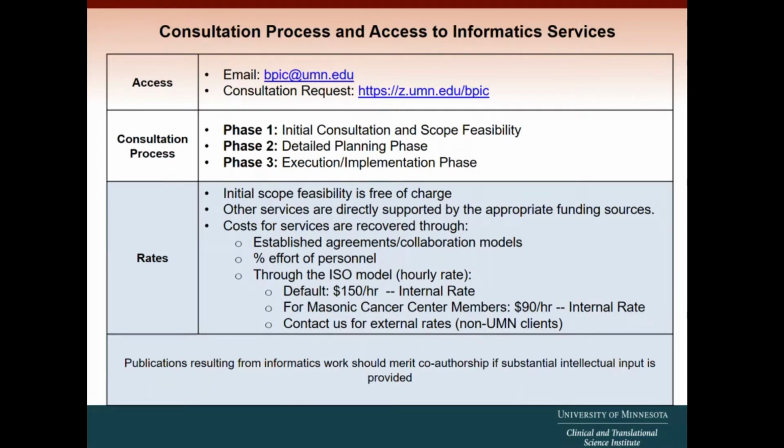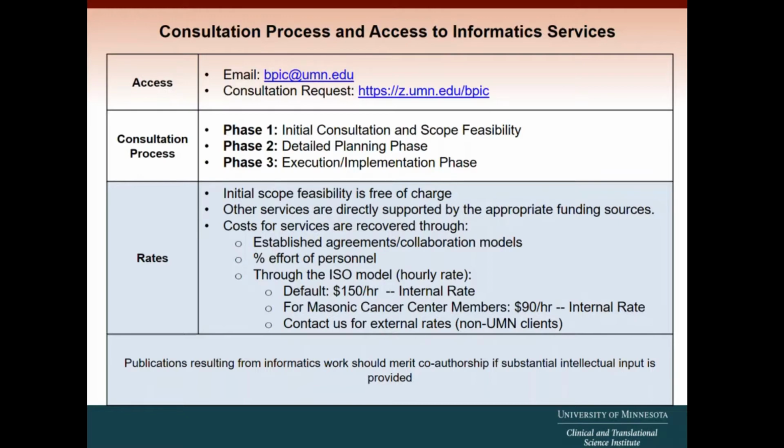How can you get access to the data? You can just email us at epic@umn.edu or use the consultation request at zumn.edu EPIC. We have a three-phase consultation process. First, initial consultation and scope feasibility, where we work with the PI. We address exactly what the scope of your research is, whether we have data that can address your research, and whether we can actually do it. In phase 2, we do detailed planning, and then work with you in the execution phase. The part that you pay for is just the execution phase.